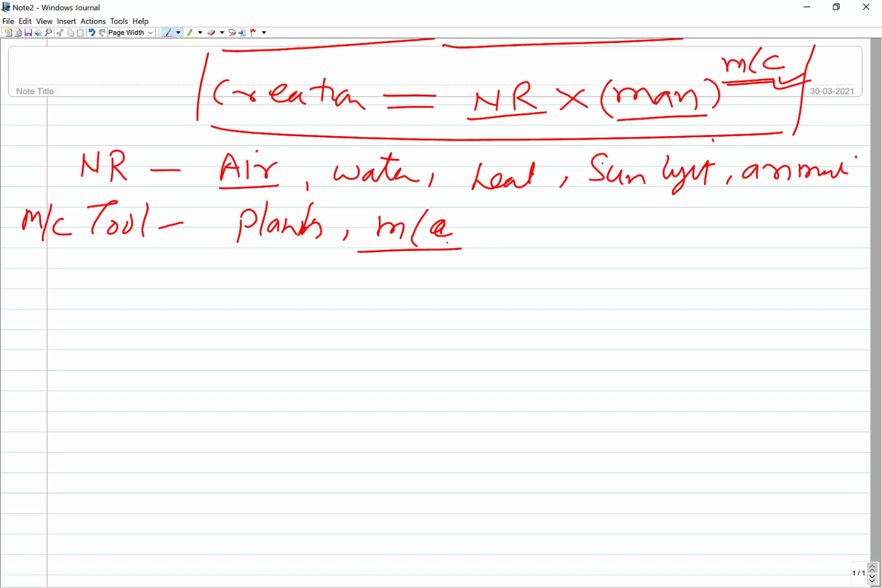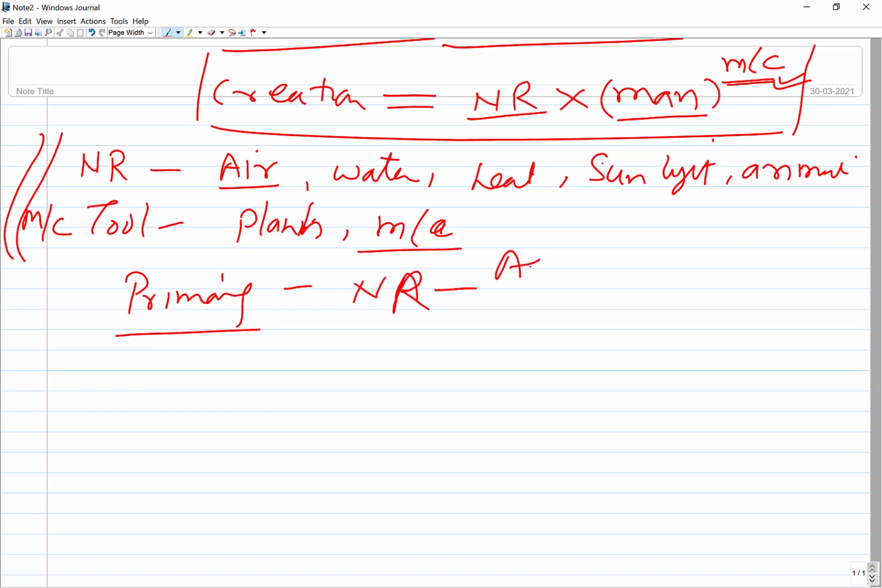And so based on the way by which these two things, the natural resources and the machinery, are used, we can categorize the industry in three ways. The industry which is completely based on the natural resource, like agriculture, is called primary industry.